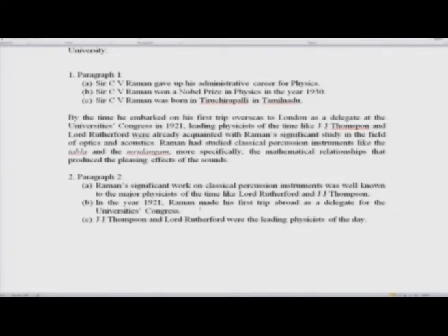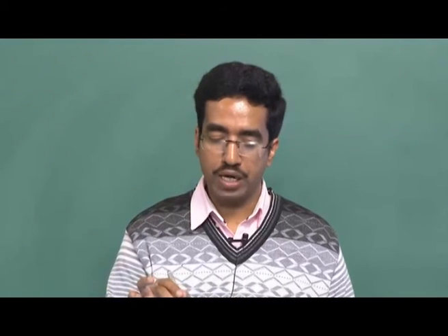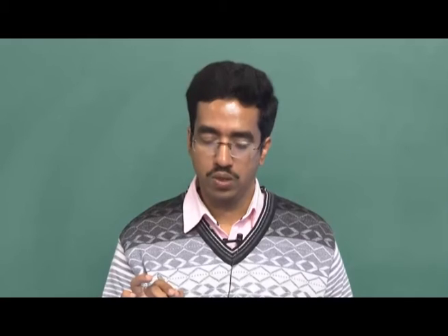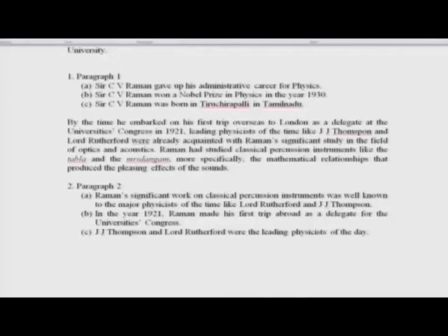So, A is the most appropriate option which captures the essence of paragraph 2 in the best possible way. Raman's significant work on classical percussion instruments was well known to the major physicists of the time like Lord Rutherford and J. J. Thomson. It tells us about that fame C. V. Raman had already got even before he made his first trip abroad.